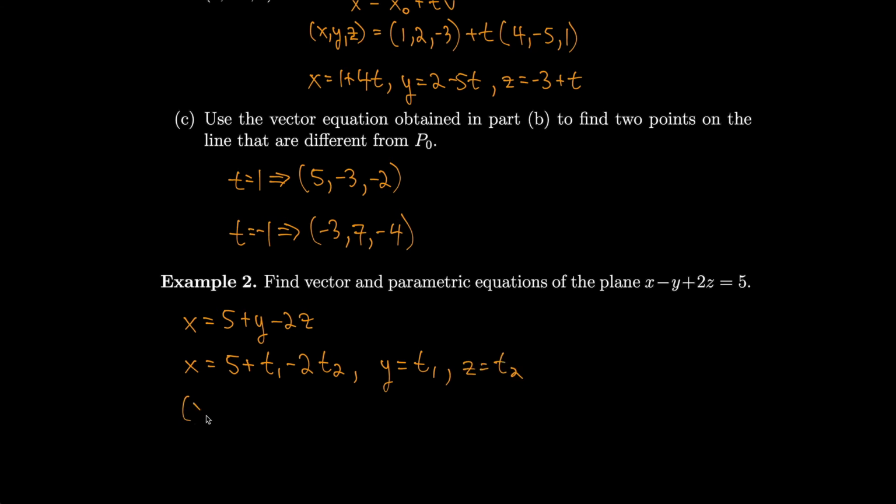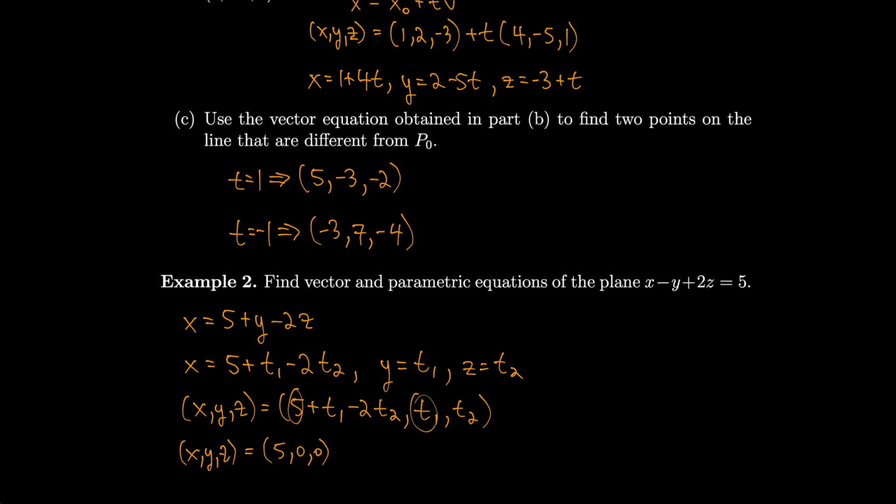Okay, so that means that my vector equation is xyz equals 5 plus t1 minus t2, comma t1, comma t2. We can then separate the equation out by writing xyz equals 5, 0, 0. Because there's a constant term of 5 here, you could write this as 0 plus t1, 0 plus t2. So my constant coordinates are 5, 0, 0.